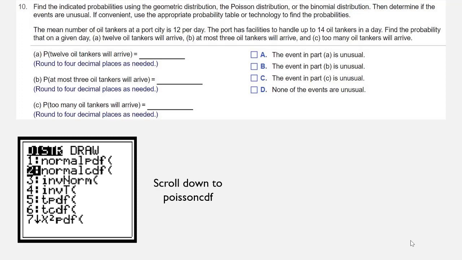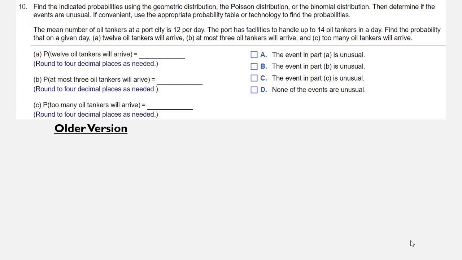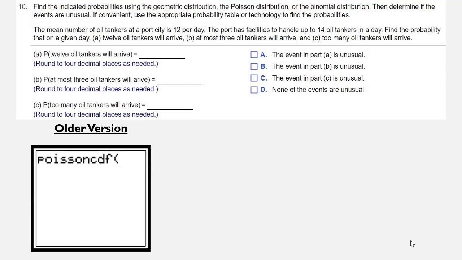You're going to scroll down until you find Poisson Cdf. Once you get to Poisson Cdf, you're going to press enter, and that's where it changes between the 2 versions of the software that are installed on the calculators. If you have the older version, what's going to happen when you press enter on that Poisson Cdf function is it's going to type the Poisson Cdf function on your screen, but then you're going to be responsible for filling in the rest of this formula.